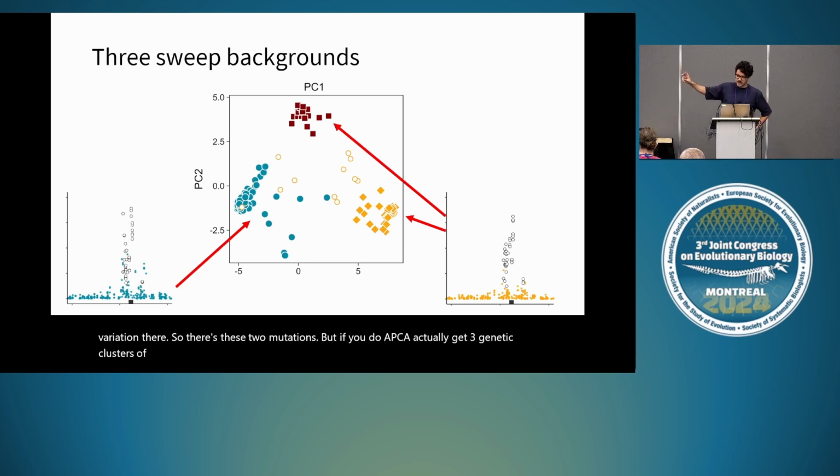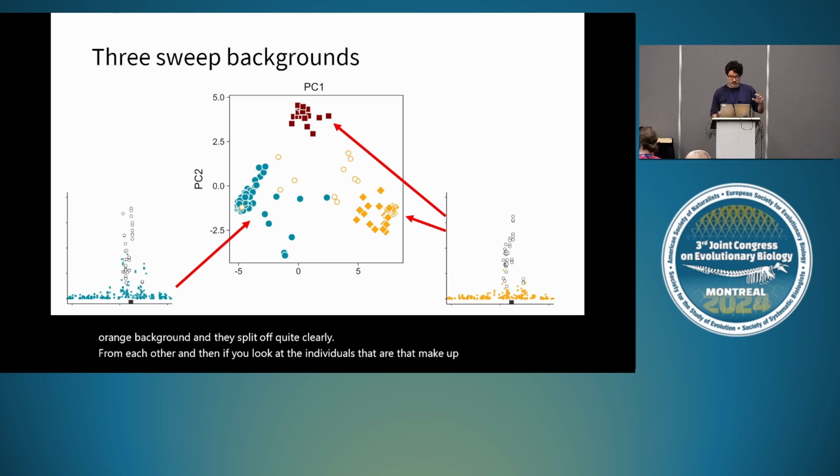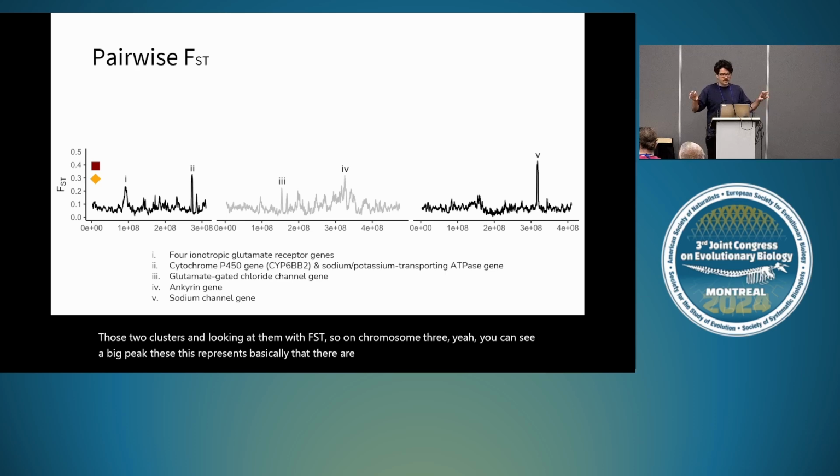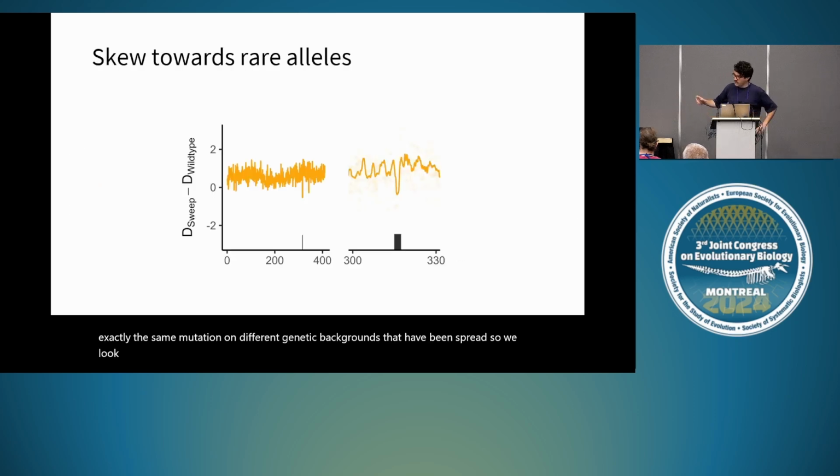So there's 1 for the teal background, and then there's 2 for this orange background, and they split off quite clearly from each other. And then if you look at the individuals that make up those 2 clusters, and looking at them with FST, so on chromosome 3 here, you can see a big peak. This represents basically that there are 2 independent substitutions of exactly the same mutation on different genetic backgrounds that have then spread.